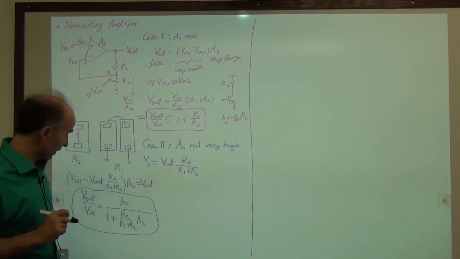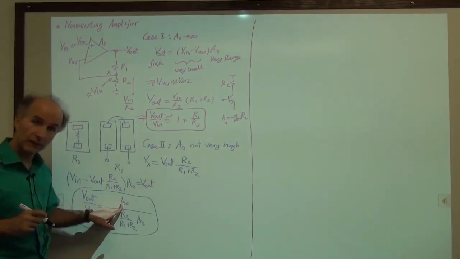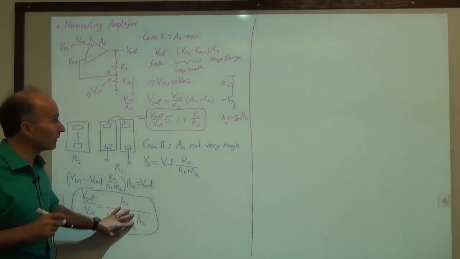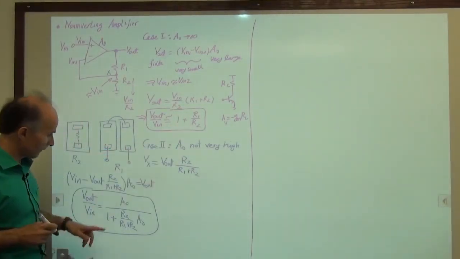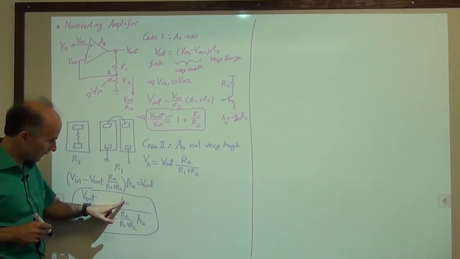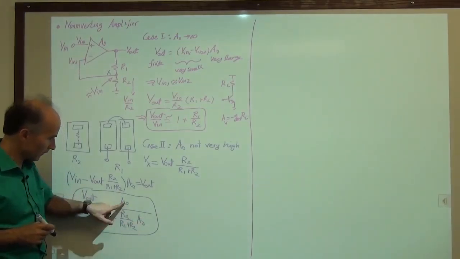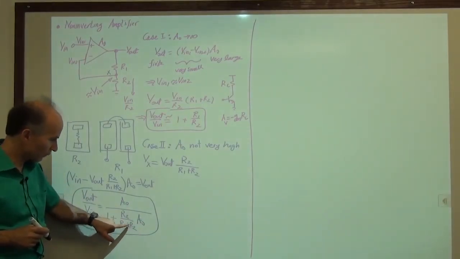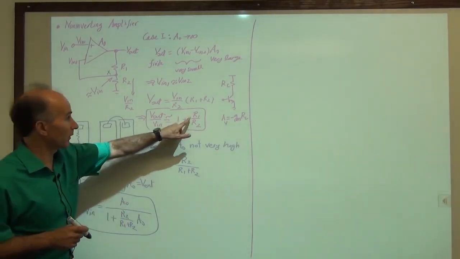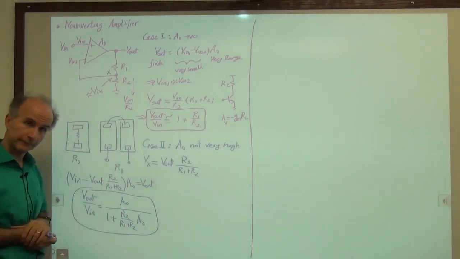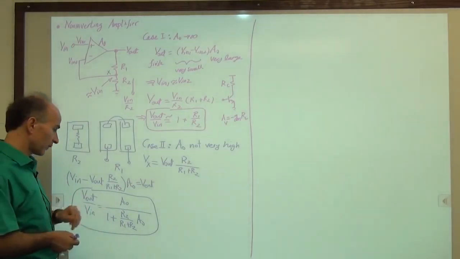Just to check, let's set A0 to infinity and see if this equation reduces to this equation. All right? So, if A0 goes to infinity, this becomes dominant, this crosses with this. We have R1 plus R2 over R2. So we have 1 plus R1 over R2. 1 plus R1 over R2, we're good. Okay, so this is the general equation.